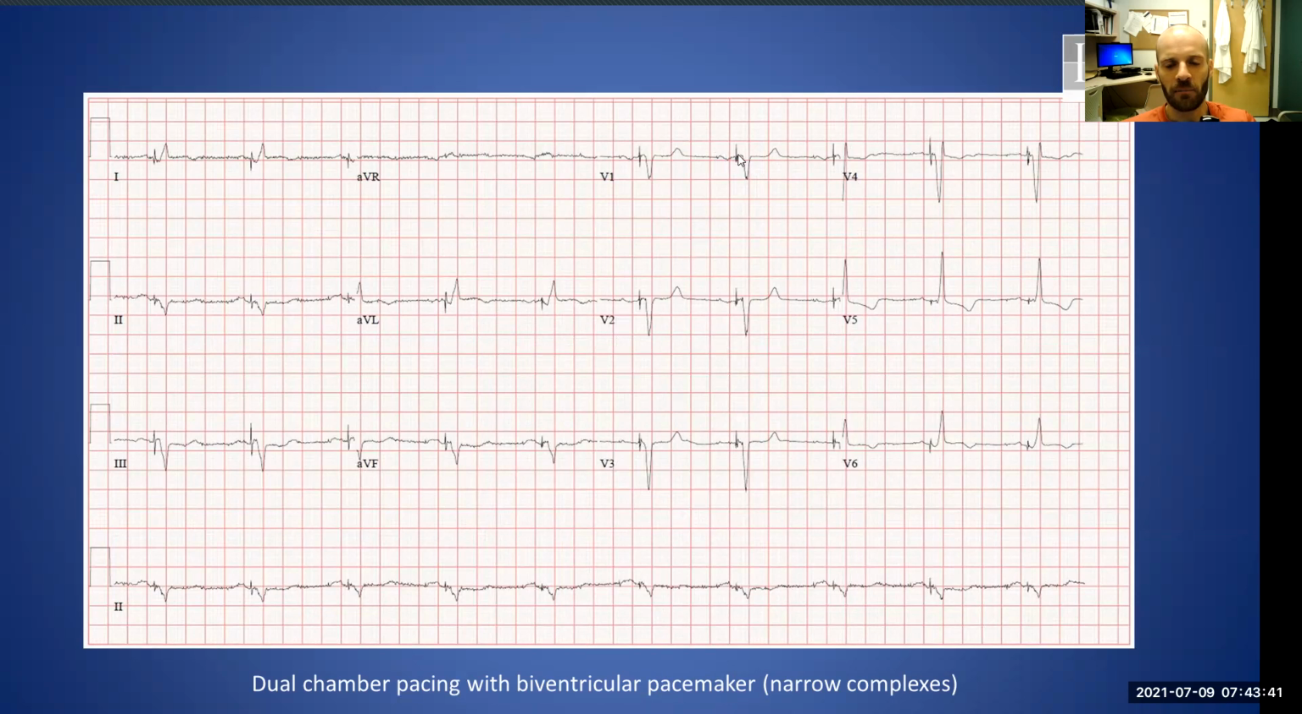But here the QRS complexes don't have that broad left bundle branch block pattern because it's a special sort of pacemaker called a biventricular pacemaker that leads to much narrower QRS complexes. Okay, but either way, we've got pacing spikes before the P waves and before the QRS complexes.